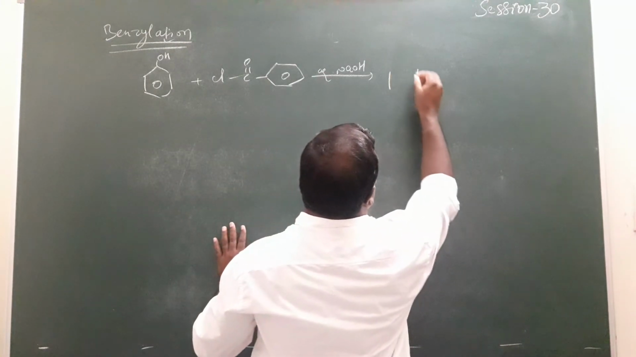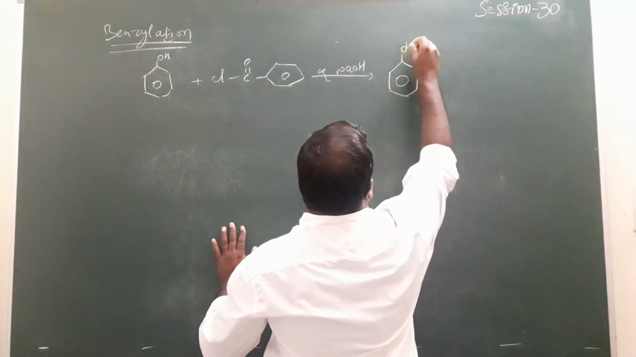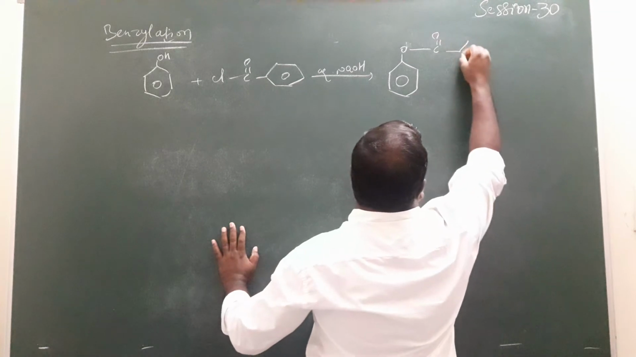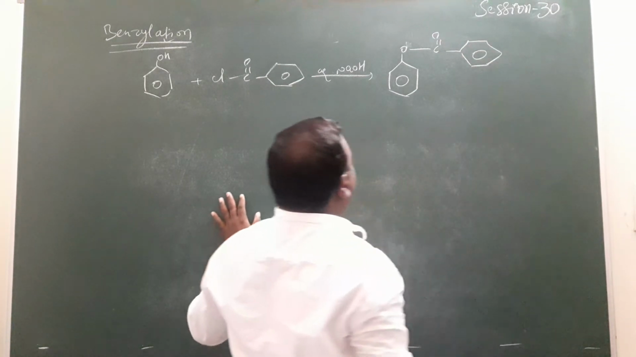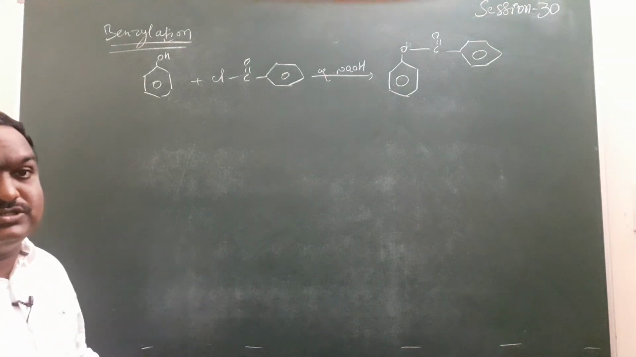Now phenol is given like this, and you write here O C double bond O. Phenyl benzoate is formed here. This reaction is generally called the benzylation reaction.